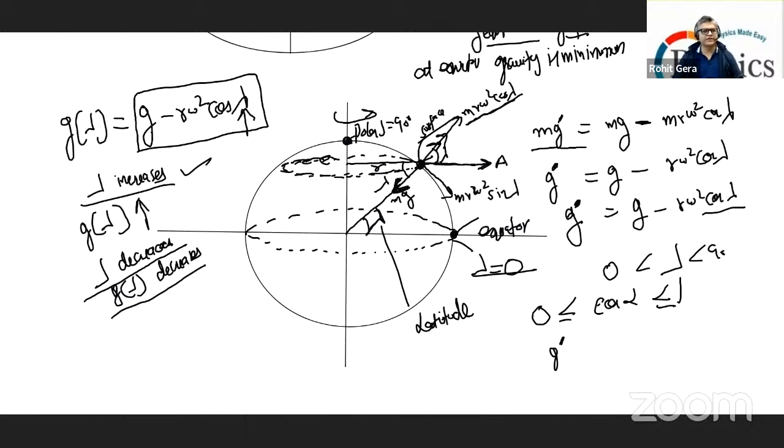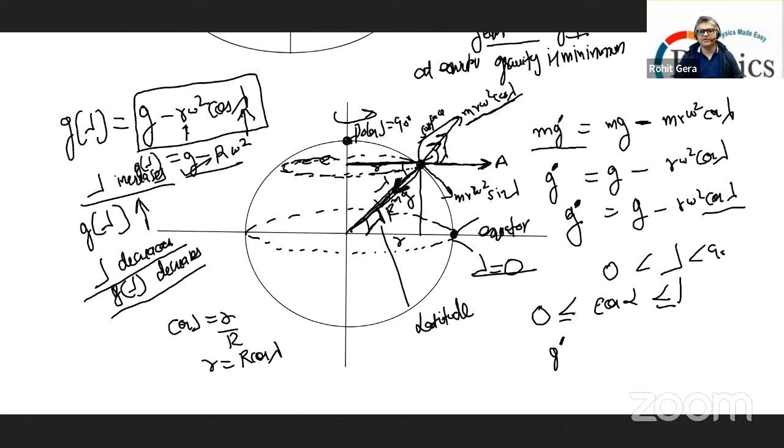And if you want to get rid of this thing, you know this is R. This line is R. This is R, your position. So you can find a relationship between this r and this R also. Okay, so this is R. So cos lambda is equal to how much? r by R. So r is equal to R cos lambda. So g minus r omega square cos lambda. Another way to write this.